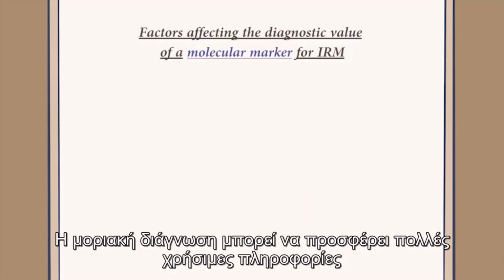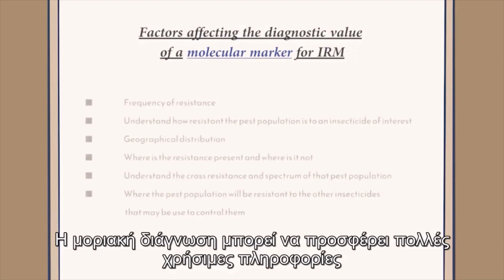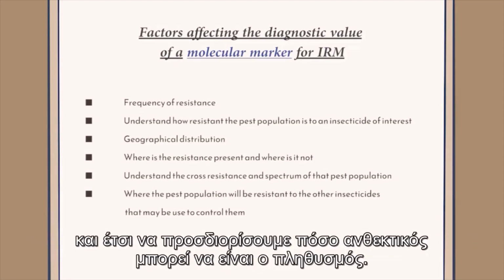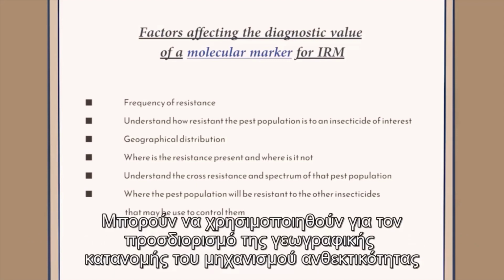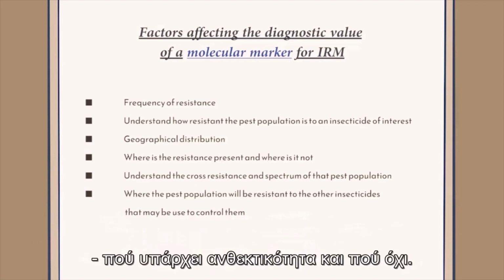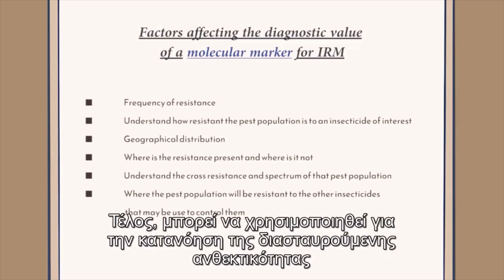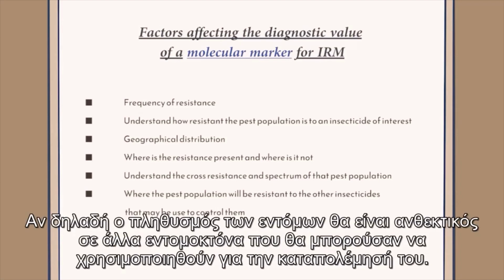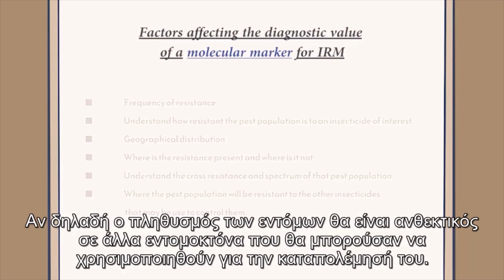So molecular diagnostics can provide a lot of useful information. They can be used to determine the frequency of resistance and so understand just how resistant the pest population is likely to be. They can be used to determine its geographical distribution, so where is resistance present and where is it not. Finally, it can be used to understand the cross-resistance spectrum of that pest population, so whether the pest population will be resistant to other insecticides that might be used for control.